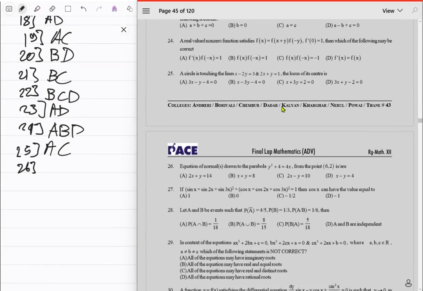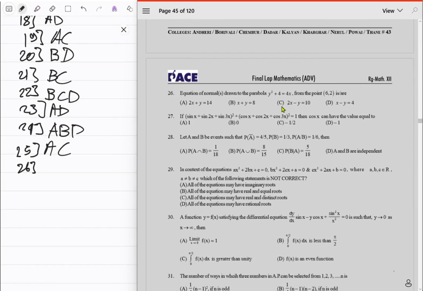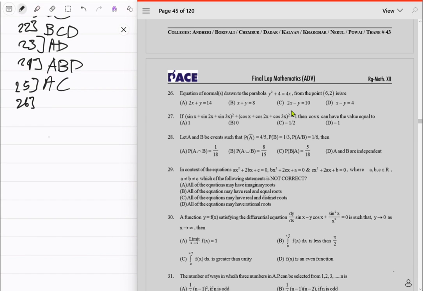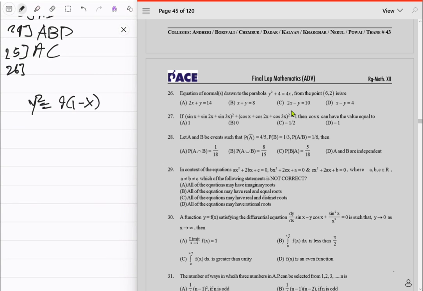Equations of normal drawn to this parabola from the point (6, 2)... Seriously, what is this? I don't believe this. It's like y squared equal to what? 4 times (1 minus x), yeah, so that's the thing. So how will the normal look? Usually it is y equal to mx minus 2am minus am cube.